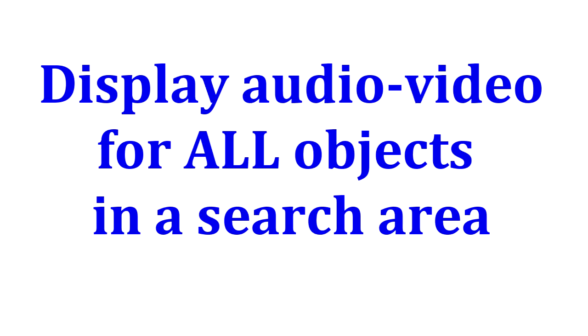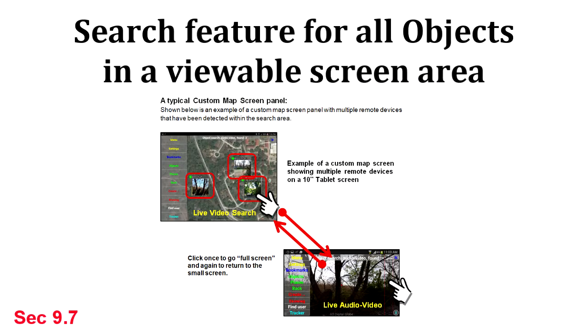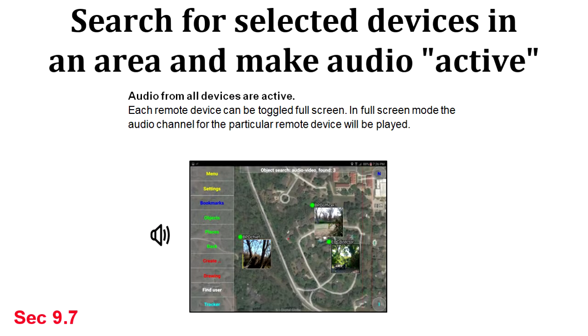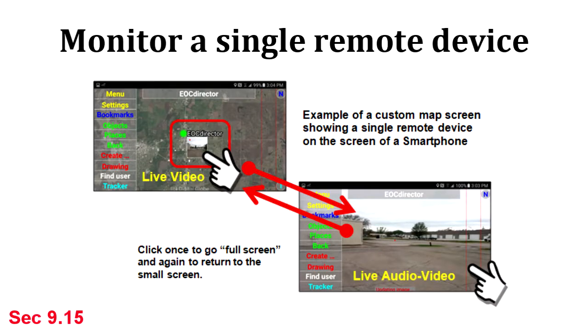Display audio and video for all objects in a search area. A search feature that allows you to get objects in a viewable screen area. You can also display audio-video for selected objects, and this shows a selected area in which you show audio and video from those objects.